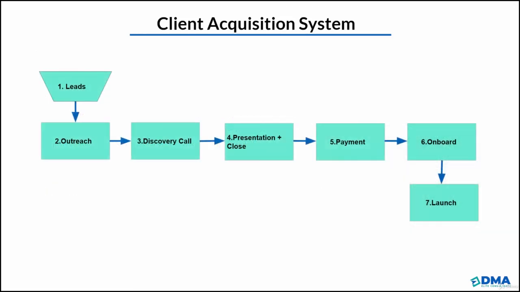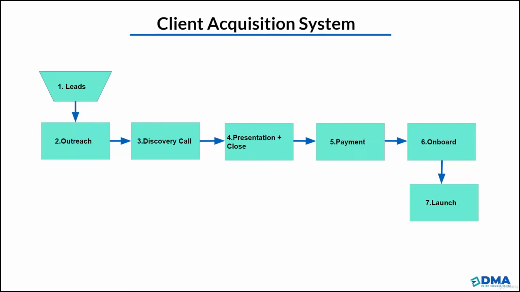And so here's a visual representation of the client acquisition system. You'll notice number 1 at the very top, we have leads. This is our funnel. We want to make sure that we have a lead list. If we're going after, let's say, home remodeling companies, if we're going after kitchen remodeling companies, right? Whatever that may be, we want to make sure first we have our leads ready to go.